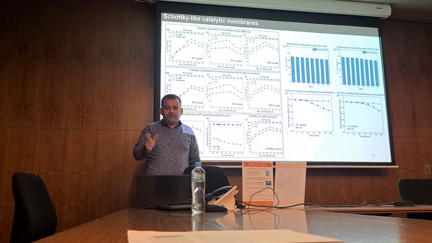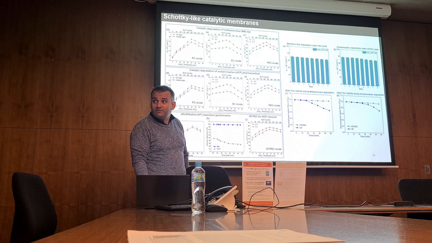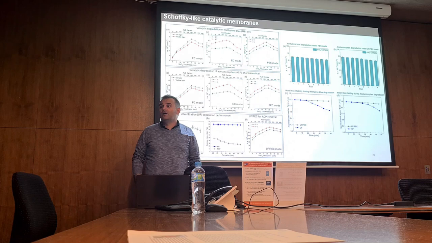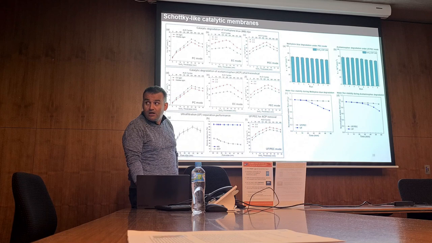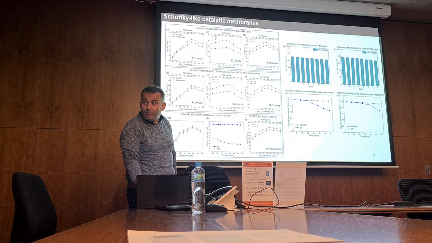So this we optimized a lot, and the flux also was quite good. The membranes were much more hydrophilic, so even by increasing the amount of tin oxide, we managed to maintain the flux and actually to have more flux initially compared to the original CNT-based membranes.